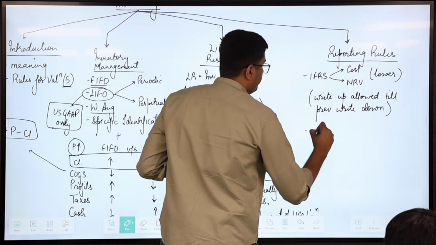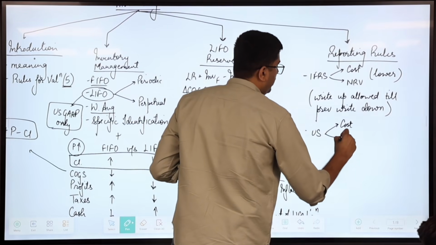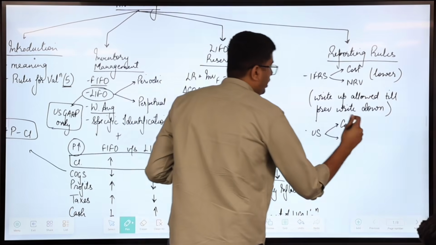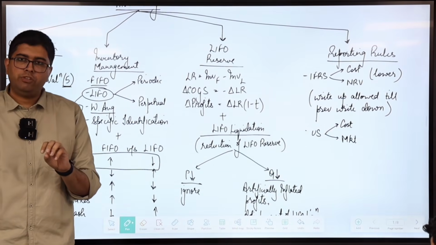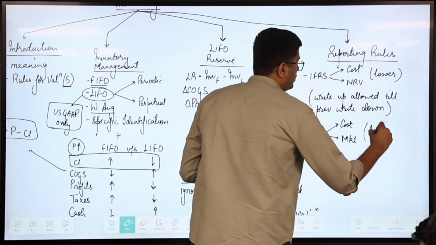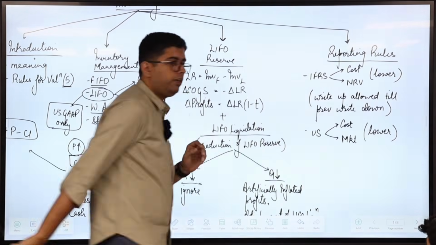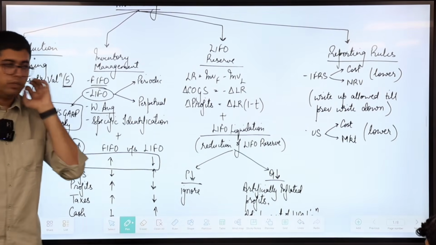Then we have US GAAP. US GAAP says cost or market value. Market value in books is also sometimes written as replacement value. So replacement value is just another name for market value. Once again, whichever is lower. And cover selling price, cost, modifications, yes, NRV.